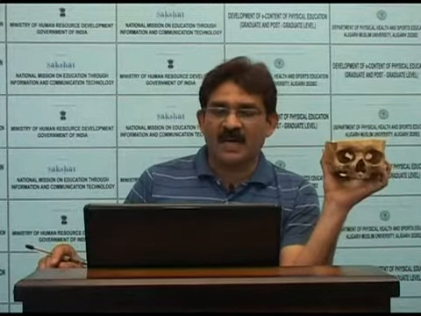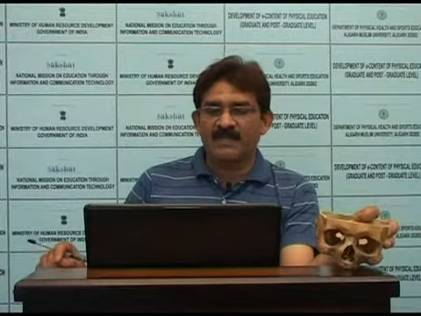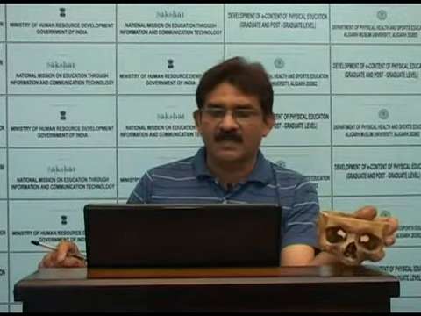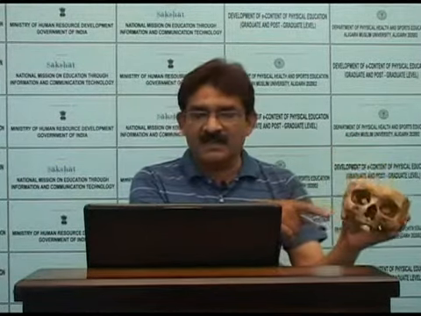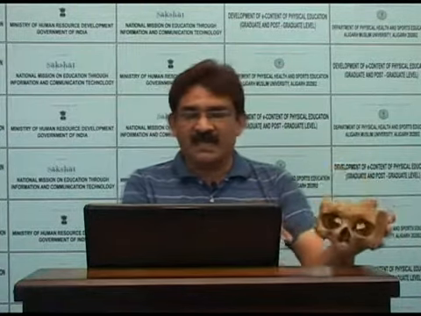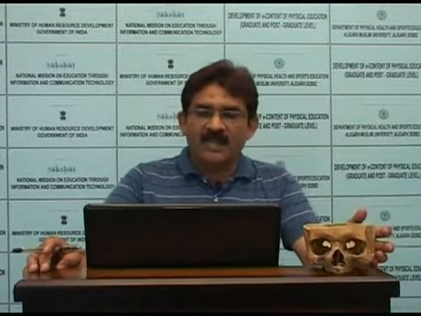Maxillae form the upper jaw. Alveolar process of the maxilla includes the socket and supporting bone of the maxillary teeth. This portion is situated in this area, which is absent here. Alveolar process of the maxillae includes the socket and supporting bone of the maxillary teeth.